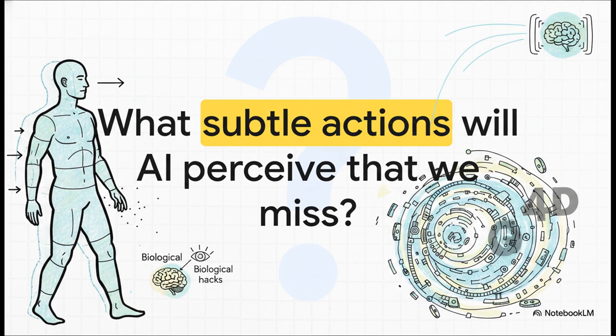So I want to leave you with this final thought. As AI architectures fully conquer the complex math of time and motion, tracking every pixel and token across the fourth dimension, what subtle human actions, dynamics, and patterns will they perceive next that we ourselves completely miss?